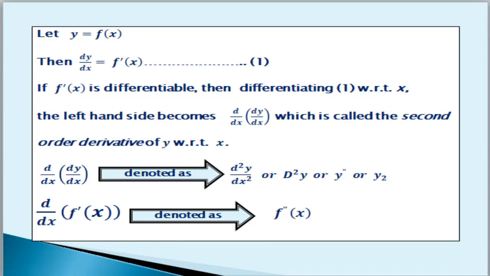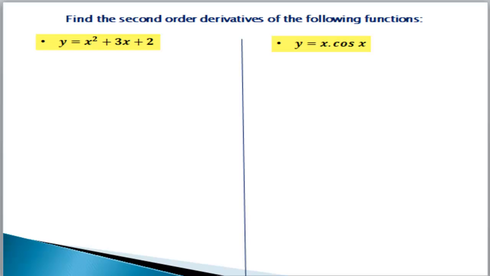In the same manner, if we differentiate it once more, the third order derivative will become d cube y over dx cube, or you can say f triple dash x. It can be termed as y3 also, or y with 3 dashes. Okay, so these are some notations for higher order derivatives. Let us try some questions based on them.